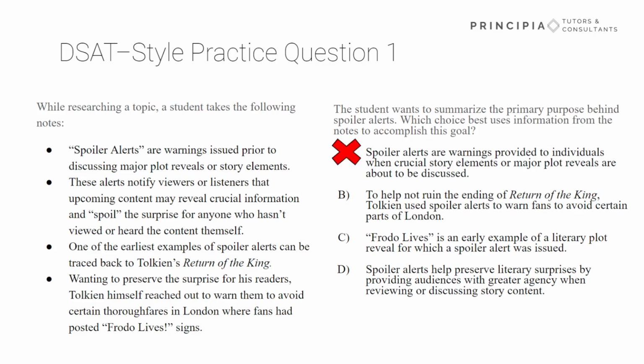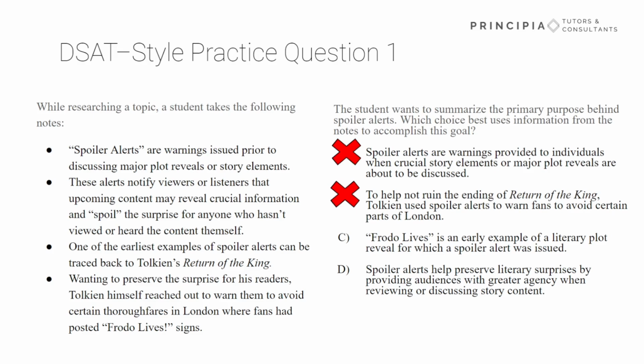If we go to choice B, this information is provided by the student notes. We know Tolkien did warn readers to avoid parts of London so they wouldn't have the ending of Return of the King spoiled for them. While this is a factual statement supported by the notes, it doesn't state the purpose of all spoiler alerts. In fact, you could think of it as just the Tolkien spoiler alert's purpose. So it's too narrow. It doesn't encompass all other spoiler alerts. And so we can eliminate it for that reason.